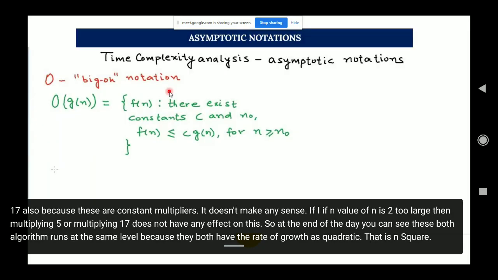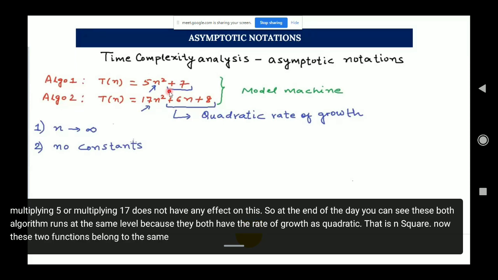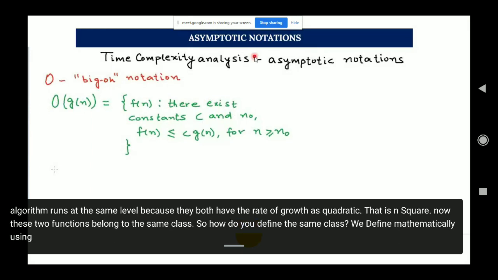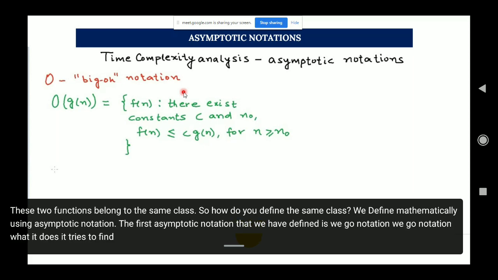Now, these two functions belong to the same class. So how do you define the same class? We define it mathematically using asymptotic notation. The first asymptotic notation that we have defined is big O notation. Big O notation, what does it do? It tries to find out the upper bound or worst case scenario.